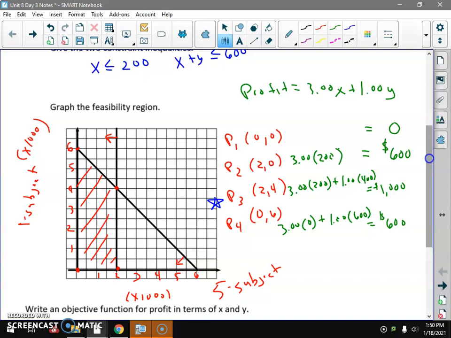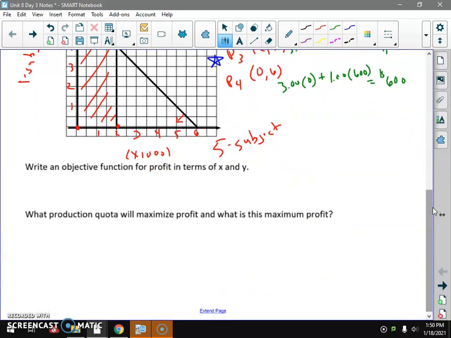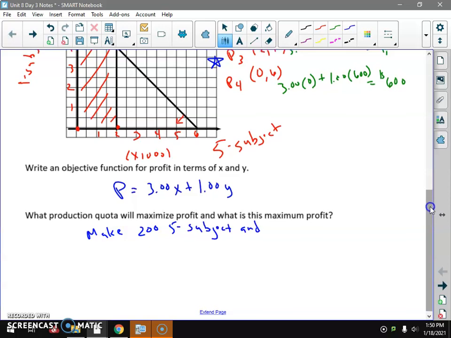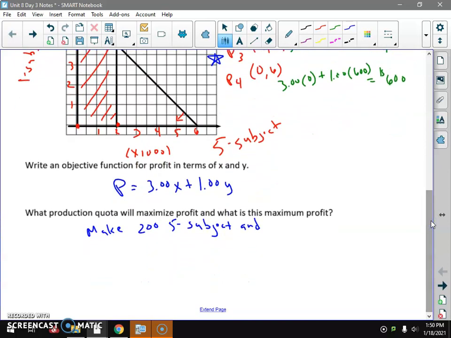So to answer that question, again, a nice one to get started with. We already wrote our profit equation. P equals 3x plus 1y. Make 200 5-subject, and what was our other number? 400 1-subject for a max profit of $1,000.